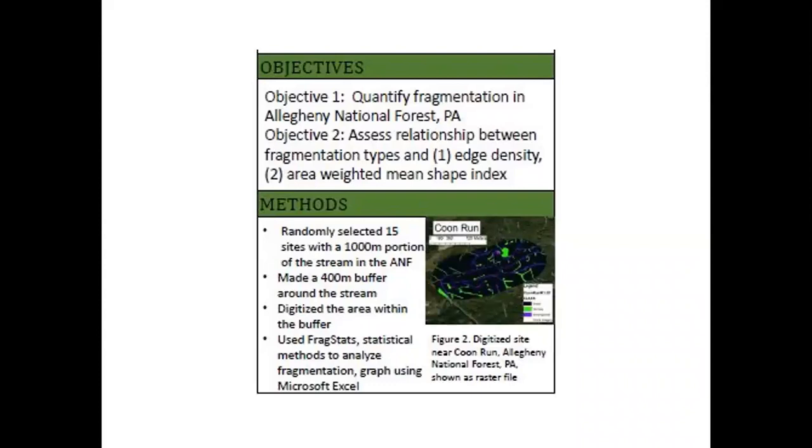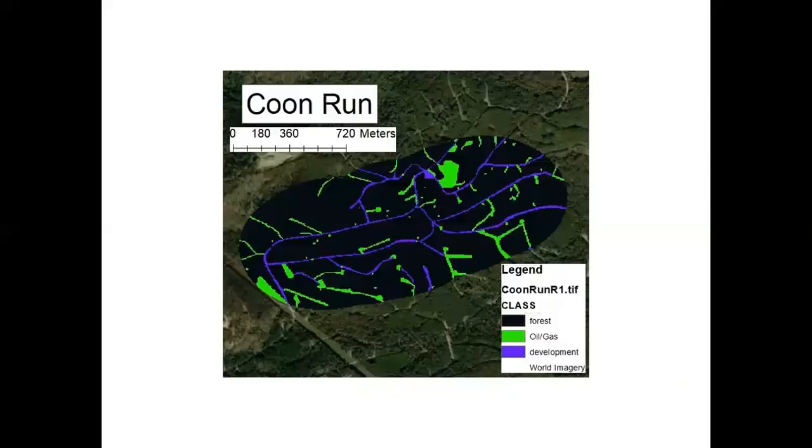We then labeled the polygons using the attribute table for the shapefile and converted the shapefiles into rasters that are compatible with FragStats. Figure 2 shows a shapefile that has been converted into a raster file. Different colors within the raster show different types of land use. In this raster, black represents forested area, green represents oil and gas activity, and purple represents development.